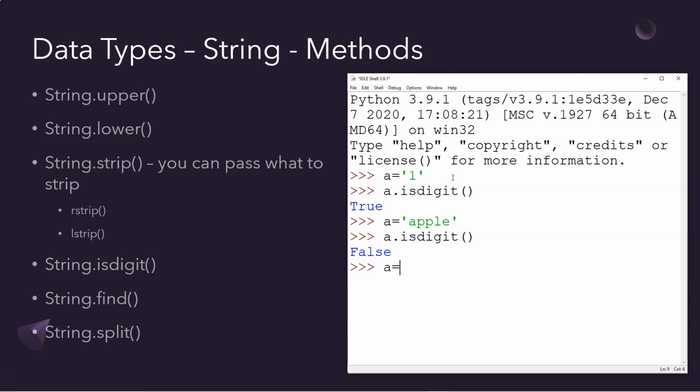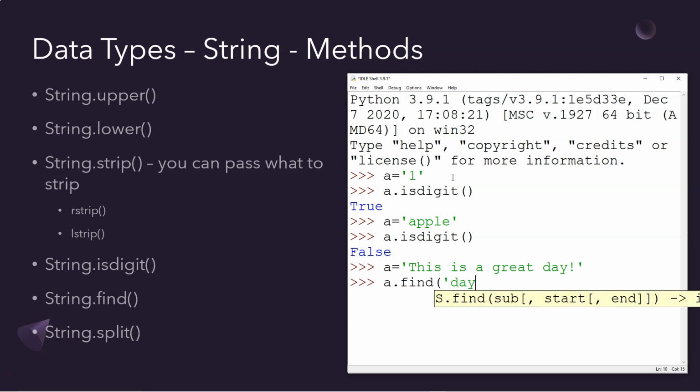Then we have string dot find. For example, we have a string called this is a great day, right? And if I want to find day in this, I can simply say a dot find day. It is giving me the position where the string which I have passed occurs first. So it gives me the first occurrence, which is 16.